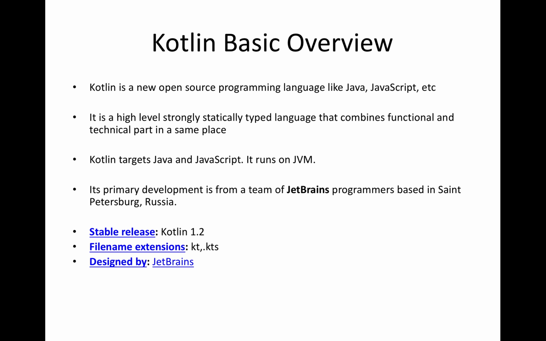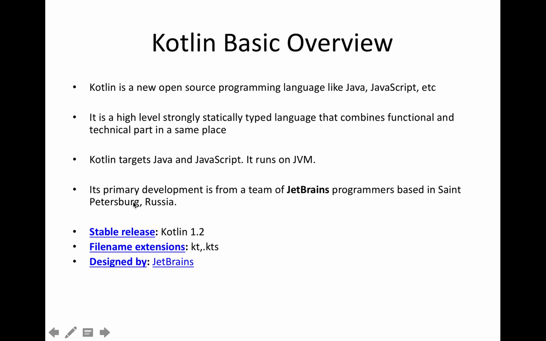What is Kotlin? Kotlin is a new open source programming language like Java, JavaScript, etc. It is a high level, strongly statically typed language that combines functional and technical parts in the same place. Kotlin targets Java and JavaScript. It runs on the JVM, Java Virtual Machine.